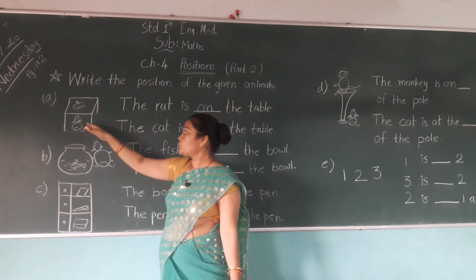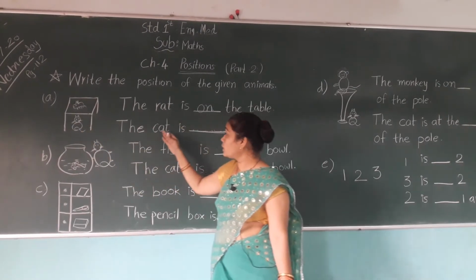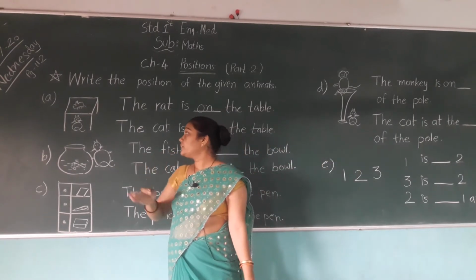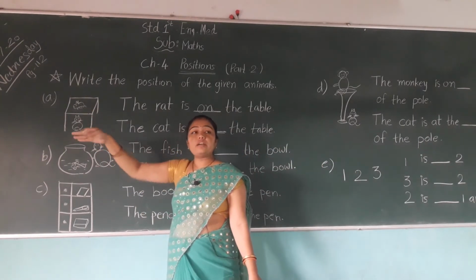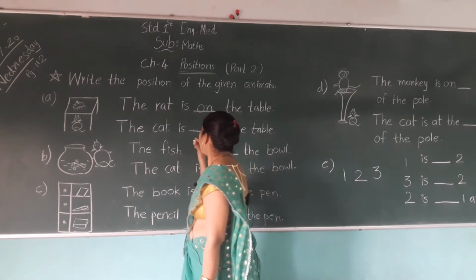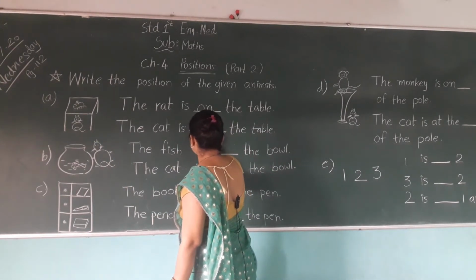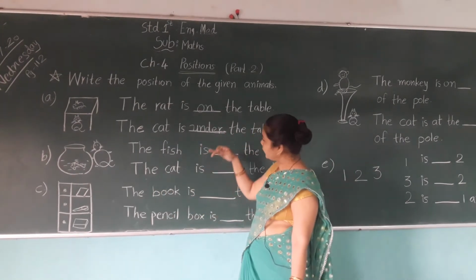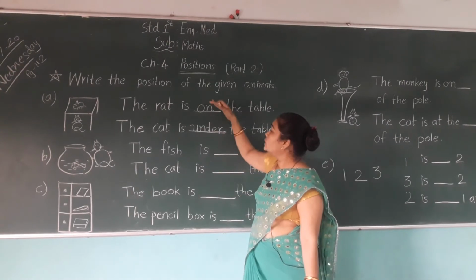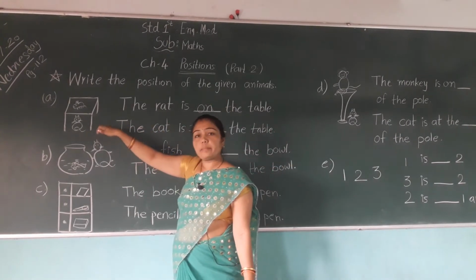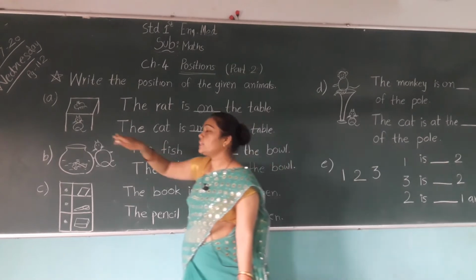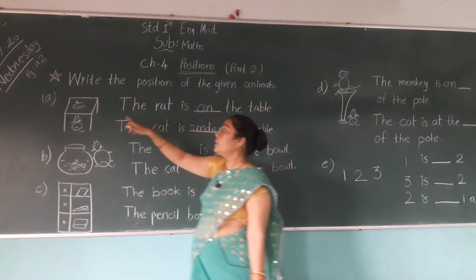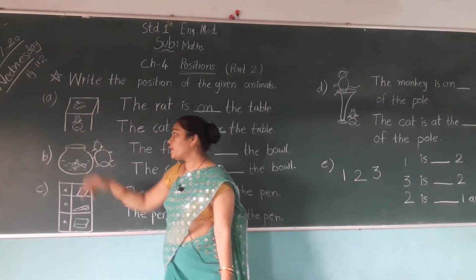Now position of cat. The cat is dash the table. Where is the cat? The cat is under the table. What is the spelling of under? U-N-D-E-R, under. The cat is under the table. The rat is on the table. The cat is under the table.